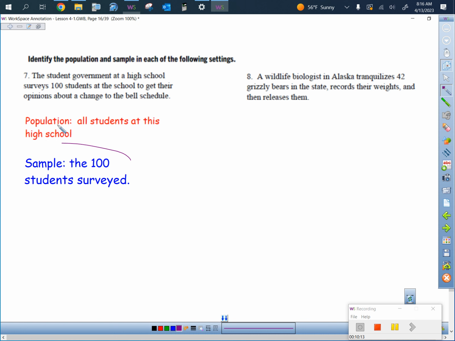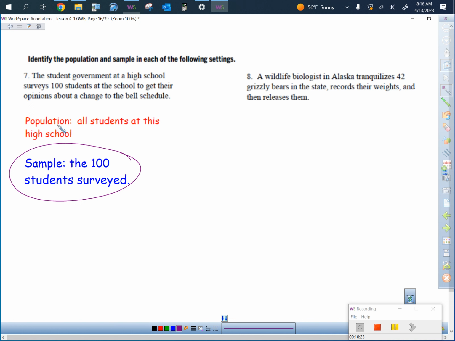The bad part about it is on your homework today, it's very specific, right? So let's use the next one to talk about how specific it needs to get. A wildlife biologist in Alaska tranquilizes 42 grizzly bears in the state and records their weights and then releases them. What group of individuals are we talking about? Bears, okay? It's going to be a multiple choice question on homework, and bears will be one of the choices possibly for population. Is it every bear in the world, like polar bears, panda bears, all that, or is it more specific than that? What kind of bears?